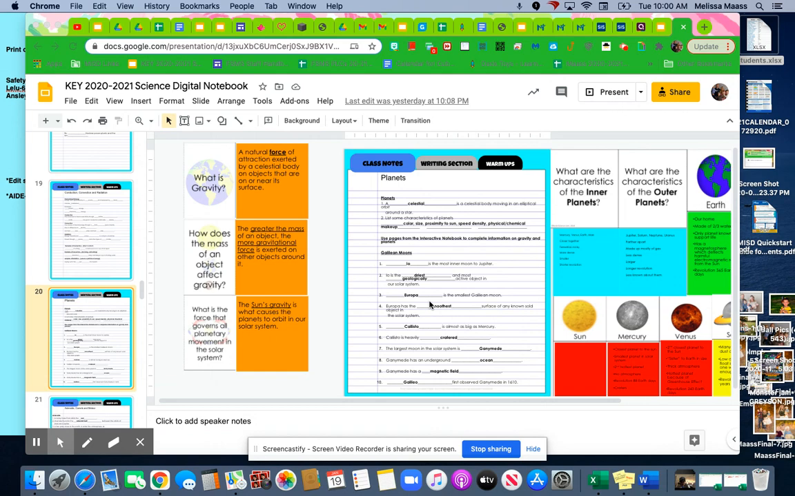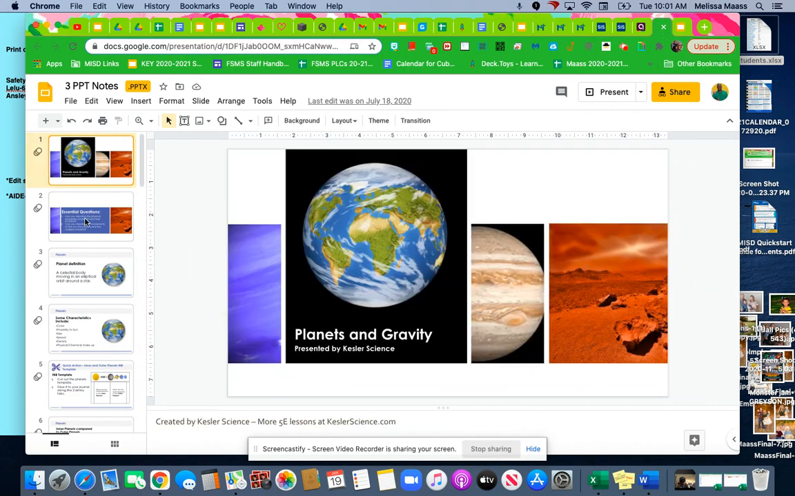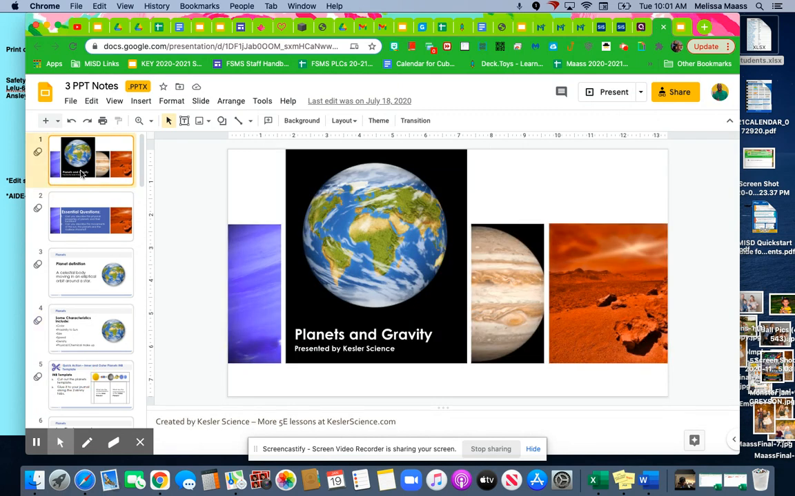So here we go. We're gonna start moving into our solar system unit where we talk about the planets. I wanted to point out that this slideshow of the planets mentions gravity, but you can do your notes on gravity today, we're really not going to cover it till next week. When we talk about the planets, we're going to start with the inner planets and then move to the outer planets.